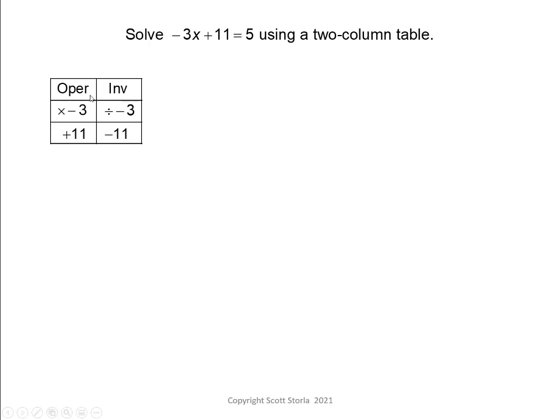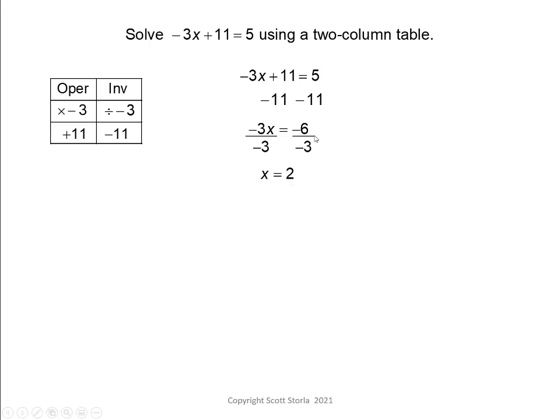Once my table's built, I can solve my equation. I go back to the original. I start at the bottom of the right column. That tells me the first thing I should do is subtract 11. So I do, and then I simplify. I then move up a row. This row tells me I need to divide by -3. So I divide both sides by -3. On the left, I get 1x, which is simply x. On the right, I'll get +2.